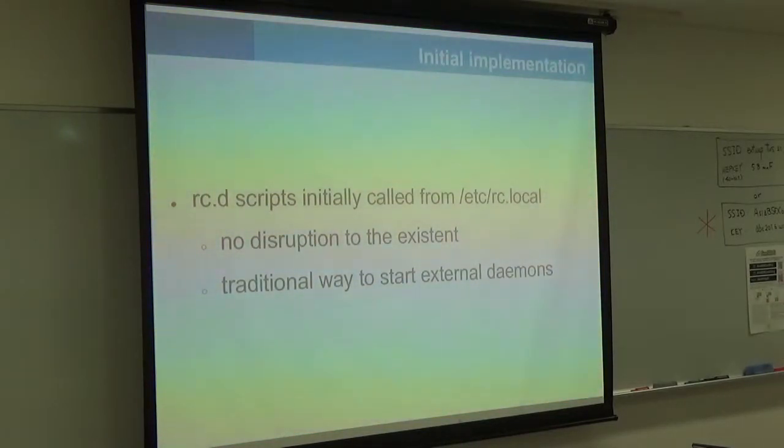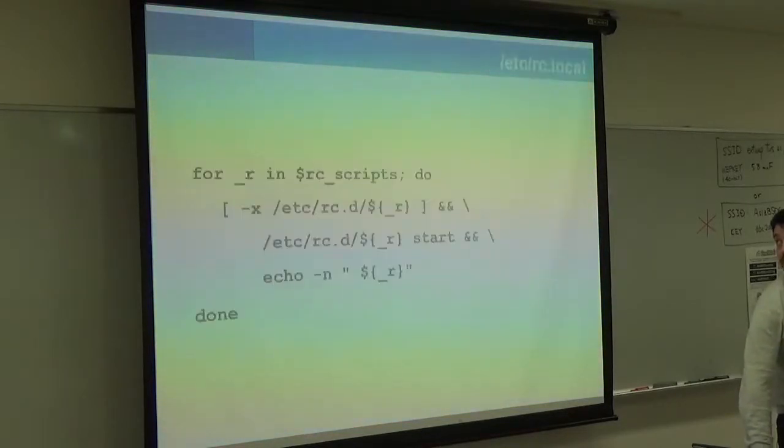Right before rc.d happened, the way that we used to start daemons installed from external packages was to run them from rc.local. And we actually kept this way in the initial implementation for ports, because the only thing that we had to change in the base system was just the rc.local script, which at the time was an empty script, if I remember correctly. So there was really no disruption to the existing setup, and we kept the traditional way of starting the daemons. So that's basically the only change in the base system that was done at the time. For whatever you have in this RC script variable, if it's executable, then you start it.